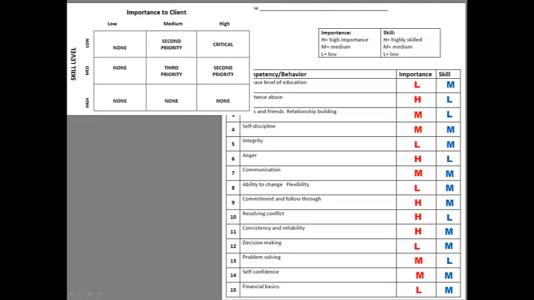Family and friends, relationship building. Important to me is medium. My skill is low. All right, look at the grid on the left side. My skill level is low. It's a medium importance to me. Where does that put you? It puts you as a second priority. This is something that may be included in the case plan.